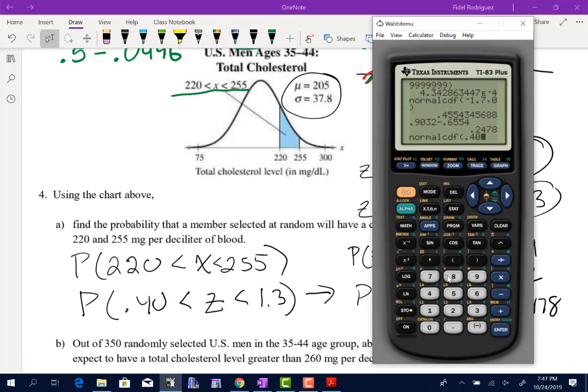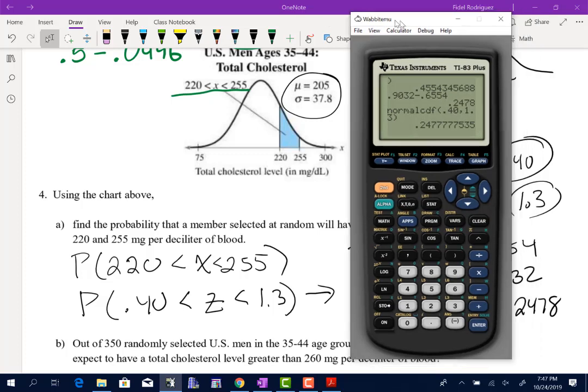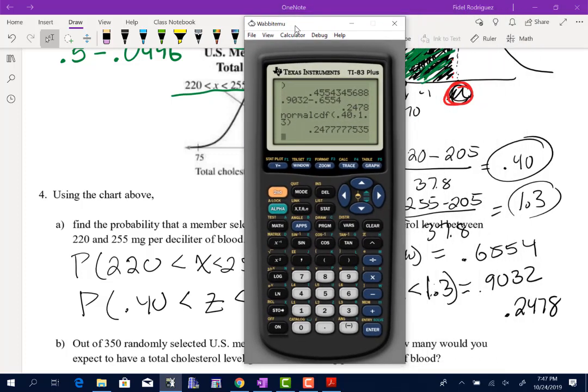0.40, comma, what, 1.3? And close it off and hit enter. And did we get the same numbers? Yeah, I'm going to move it over. 2478, right? Because if we round, wouldn't we get 78? Yeah. There we go.